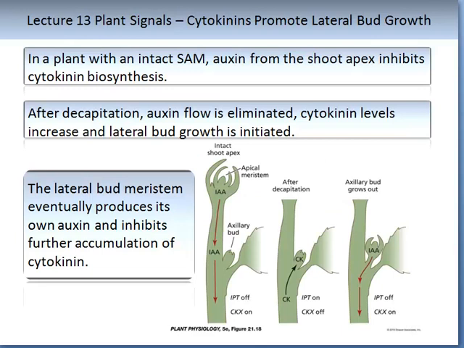Cytokinins promote lateral bud growth. In a plant with an intact shoot apical meristem, auxin from the shoot apex inhibits cytokinin biosynthesis. After decapitation, auxin flow is eliminated, cytokinin levels increase and lateral bud growth is initiated. The lateral bud meristem eventually produces its own auxin and inhibits further accumulation of cytokinin. After this lecture, please take time to review the wheat practical where shoot apical meristems were removed. Do the results that you obtained from these experiments correlate with the observations and discussions on cytokinin presented here?